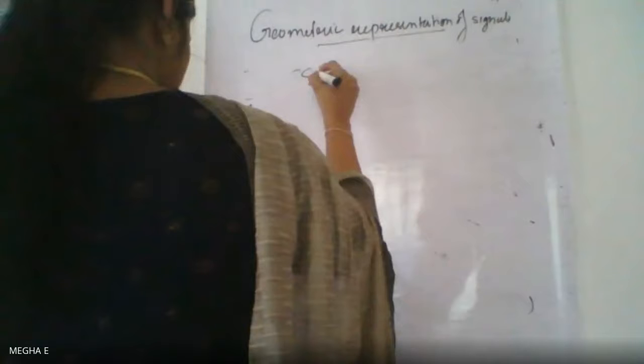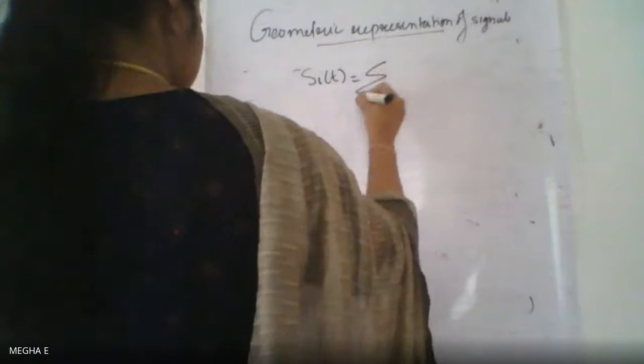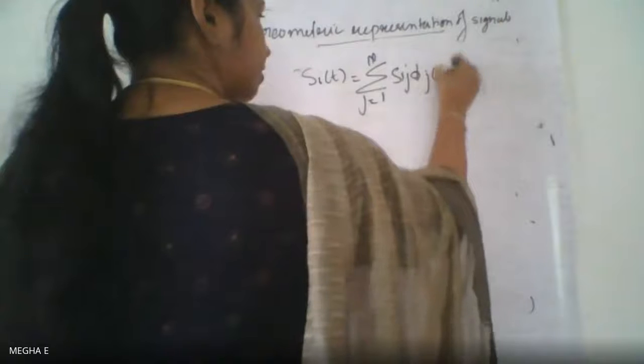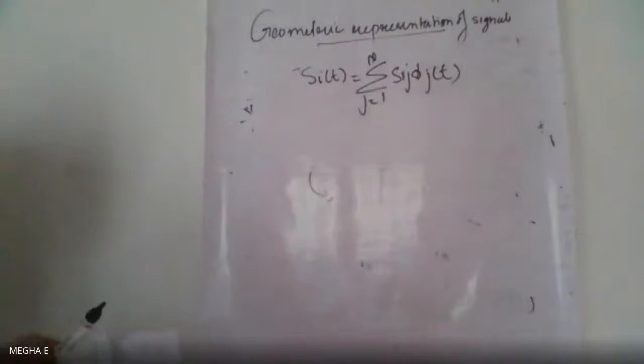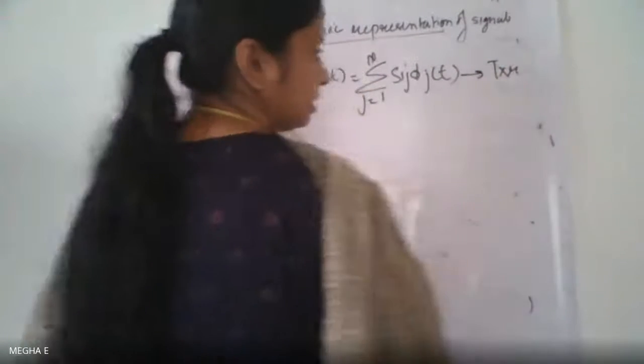നമ്മൾ നേരത്തെ ഒരു ഇക്വേഷൻ എഴുതിയിരുന്നു. There is transmitter side equation that is our Si of t, which is nothing but summation j equal to 1 to n Sij into phi j of t. ഇത് കാണുന്നുണ്ടോ? ക്ലിയർ ആണോ? ഇതാണ് നമ്മുടെ ട്രാൻസ്മിറ്റർ ഇക്വേഷൻ. സിന്തസൈസർ പാർട്ടാണ് ഇത്.